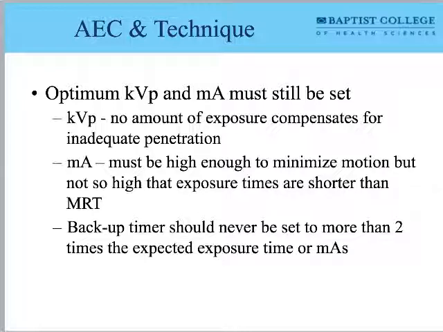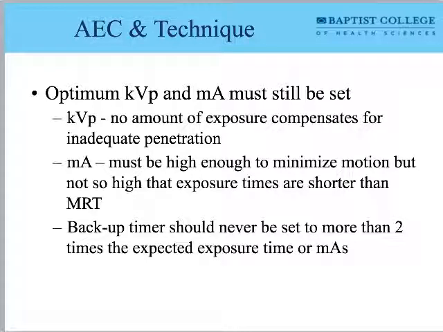And if you're wondering where this is in the textbook, on page 412, middle of the page on the left column: no amount of exposure can compensate for inadequate penetration. That should have just been the name of this textbook, because he says it like 50 times. So it's important.